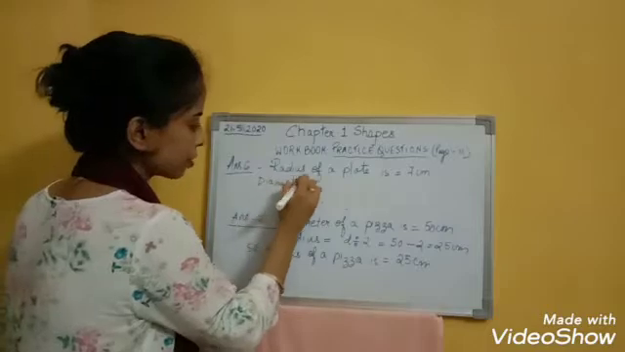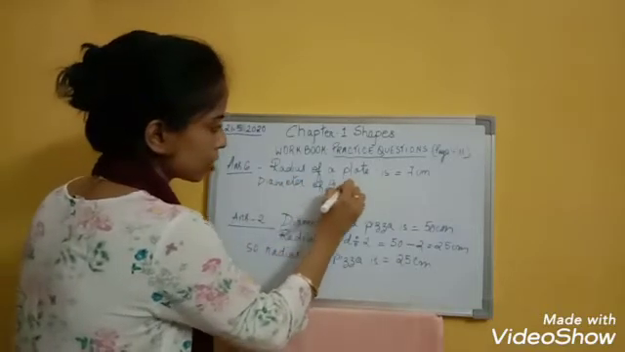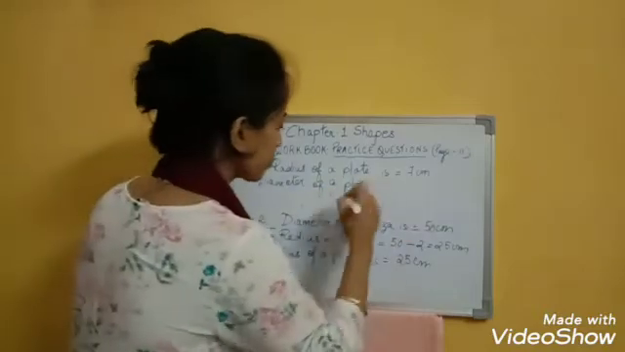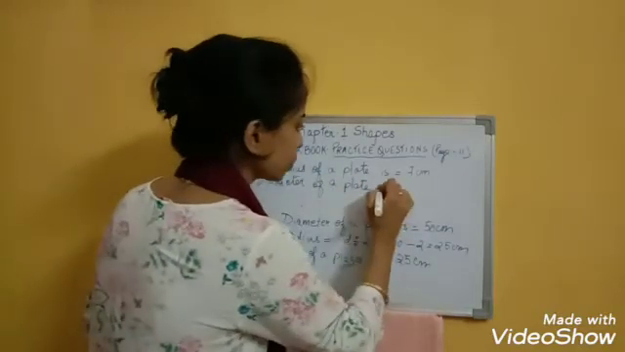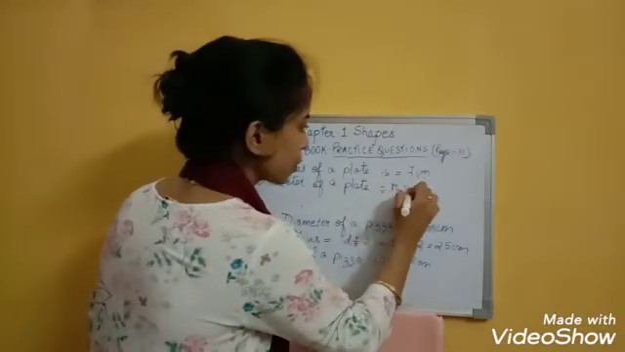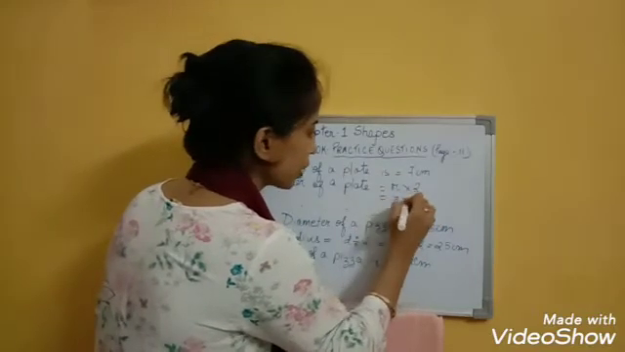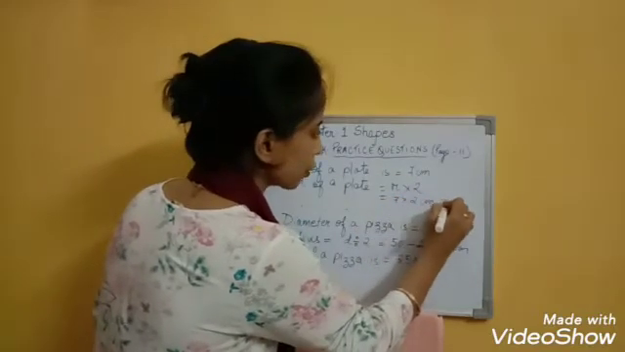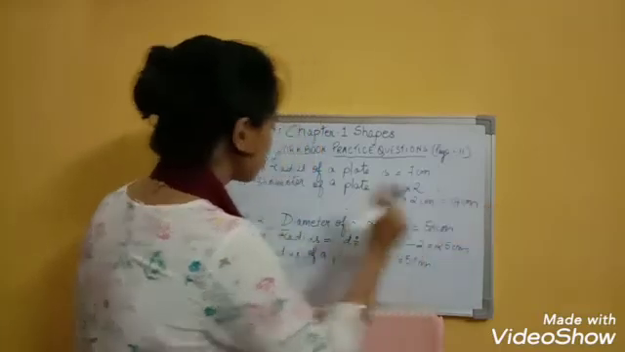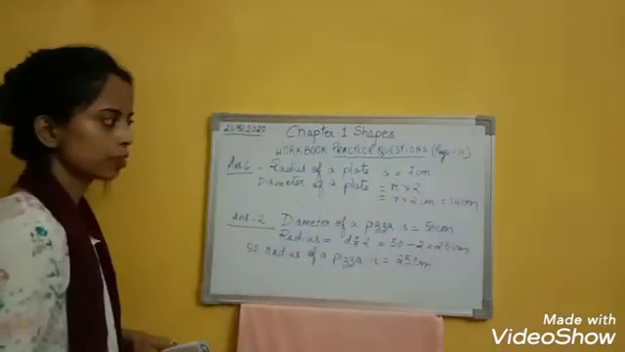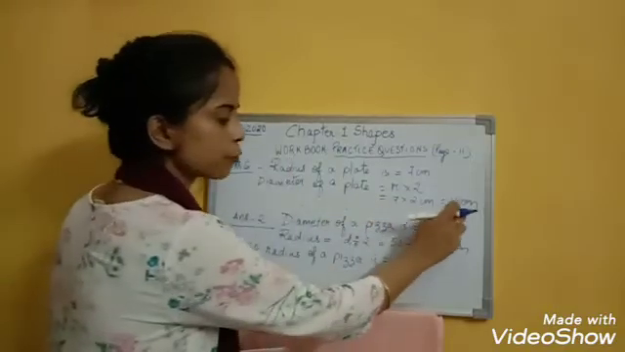Diameter of a plate. How to find out? Twice of radius. Diameter is twice of radius. So R into 2. R is how much? R stands for radius. 7 into 2 cm equal to 14 cm. So diameter of a plate is 14 centimeter. Okay, diameter is twice of radius. It's 14 centimeter.